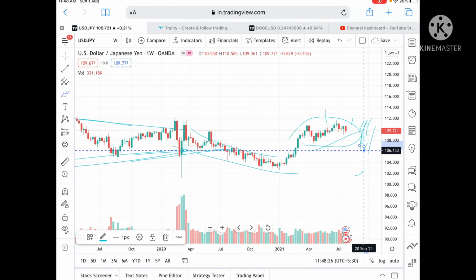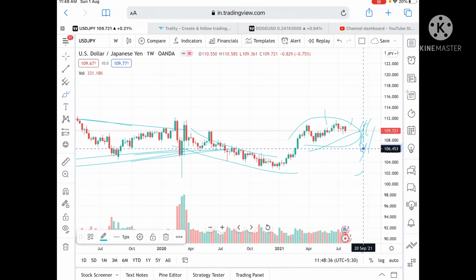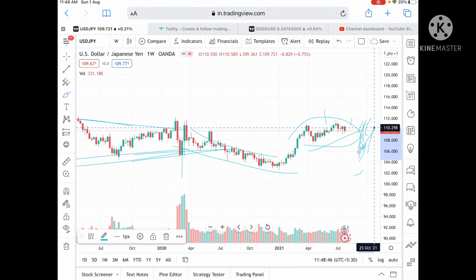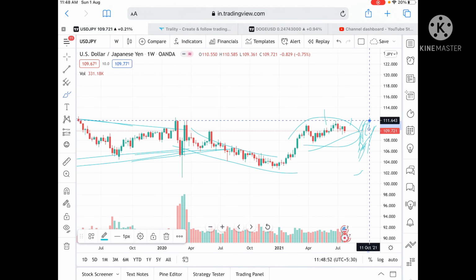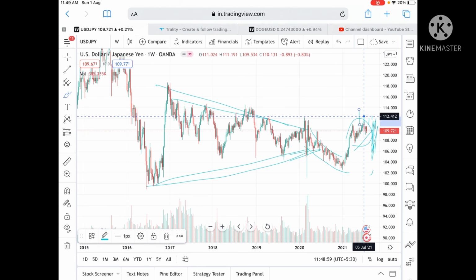Okay, the low is around 107.414, so if it goes below this level, then only it can touch a level of 106.453, and from there we can see a level of 106.133. And if it goes more below that level, then we can see a level of 105.684. But if it sustains this level of 110.682, then we can see a level of 111.643, which is already tested twice, so chances are high that it can touch a level of 112.348. And from there, if it sustains this level, then we can see a level of 113, and I can see more upside movement in USD JPY.